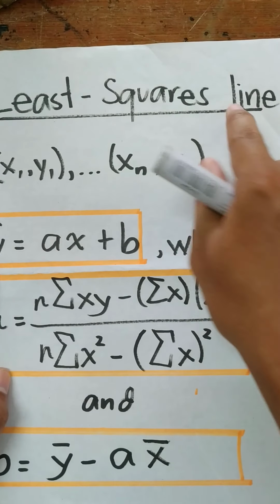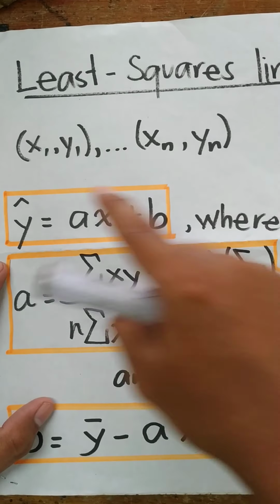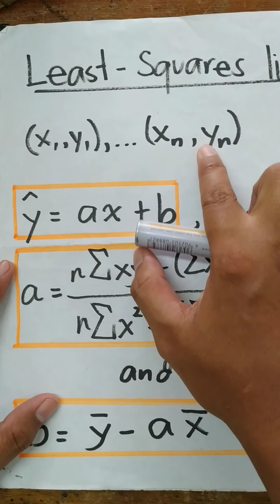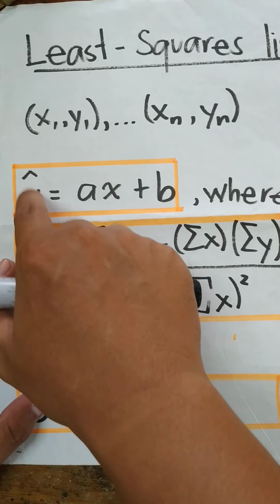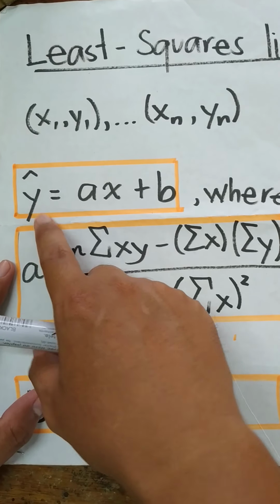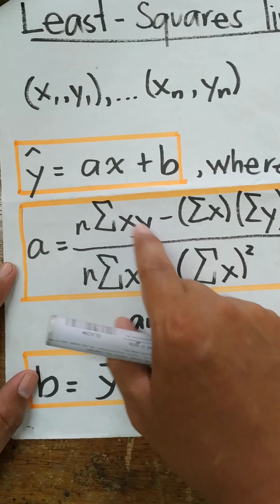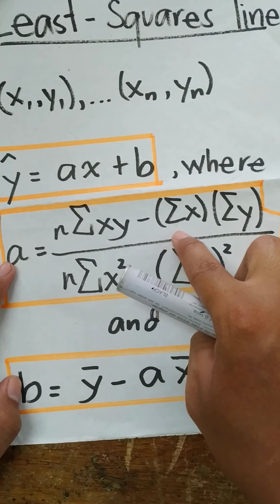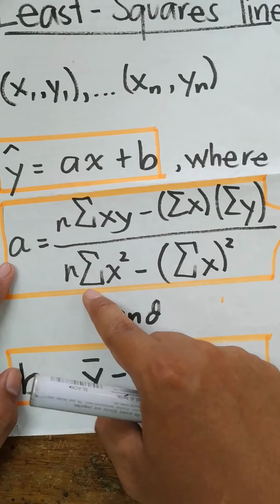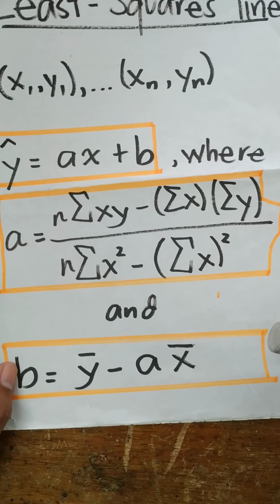We have the least squares line, or the line of best fit. Usually it comes with a set of ordered pairs, x sub 1, y sub 1, and so forth. We need to remember that y hat is equal to ax plus b. It's somewhat like a slope-intercept form, where a, the slope, is n summation of xy minus the product of the sum of x and the sum of y, over n multiplied by summation of x squared minus the square of the sum of x.